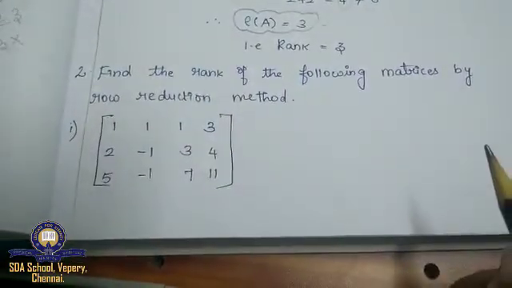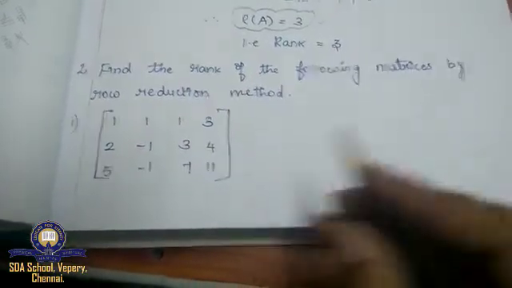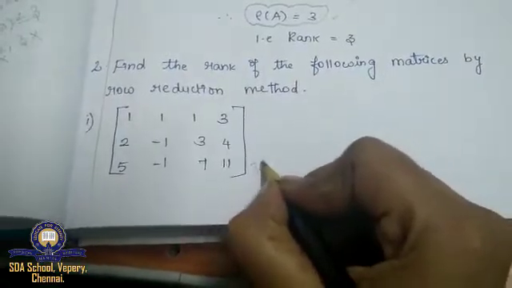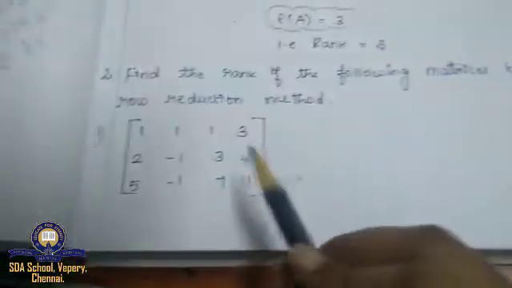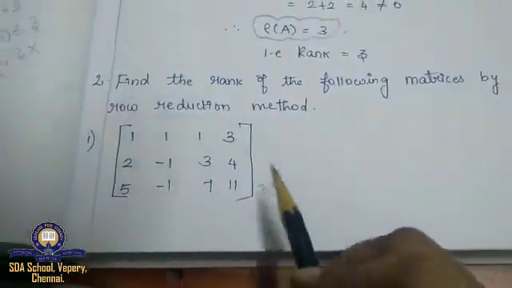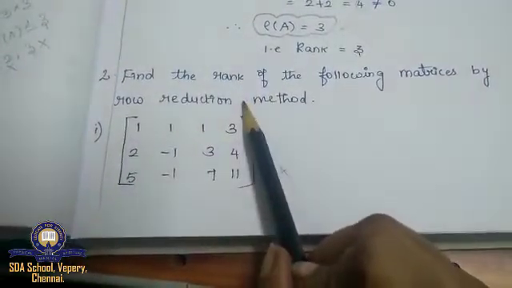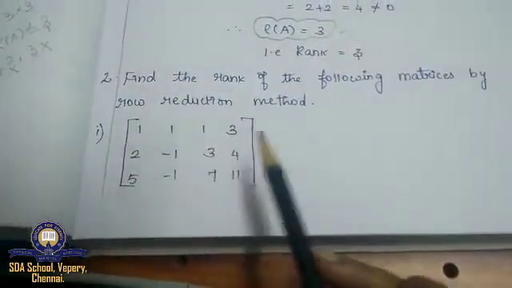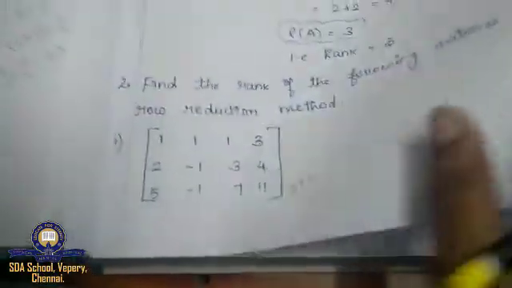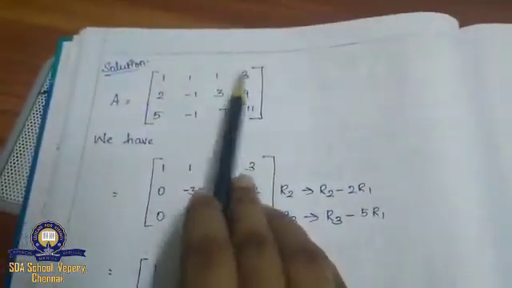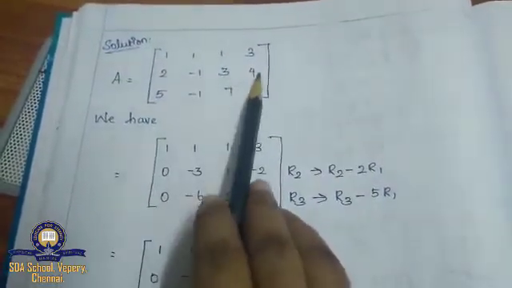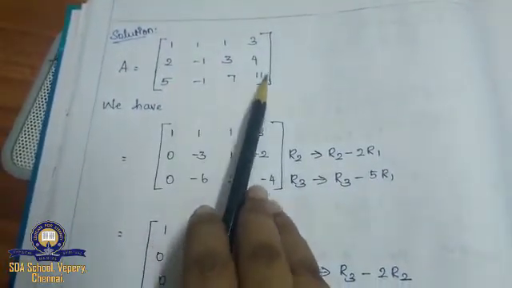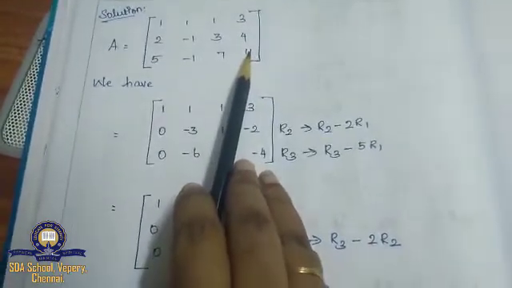So what is the column and row? What is the column and row value? This is 3 cross 4. So if your given matrix is 3 cross 4, you have to use the row reduction method. So see the given matrix, I'm going to take the given matrix as A. So I'm taking A equal to 1 1 1 3, 2 minus 1 3 4, 5 minus 1 7 and 11. And now listen carefully.